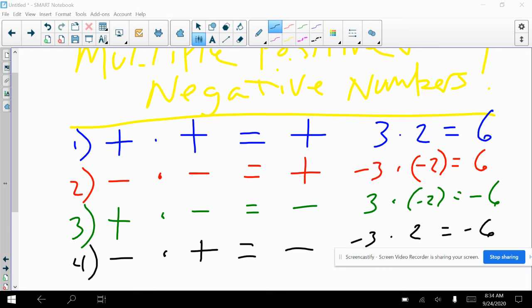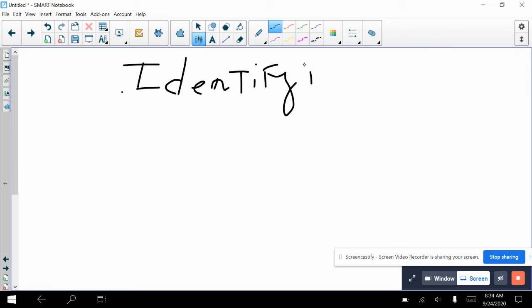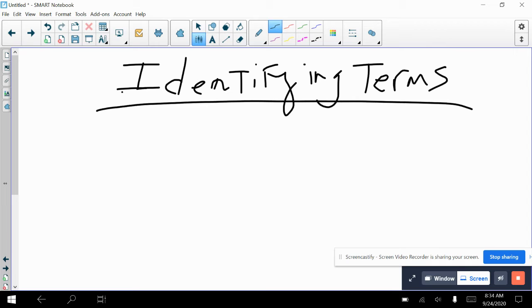All right, moving on. Okay, we're going to talk briefly, because we've already talked about this, about identifying terms. Right, this was like the first thing I think I introduced you. Right, so if we have something that looks like this, it might look really complicated to you, but we'll walk through it.